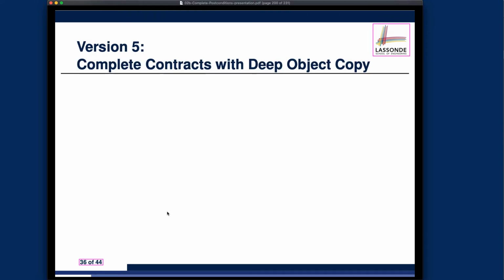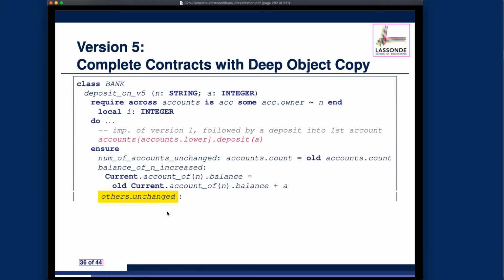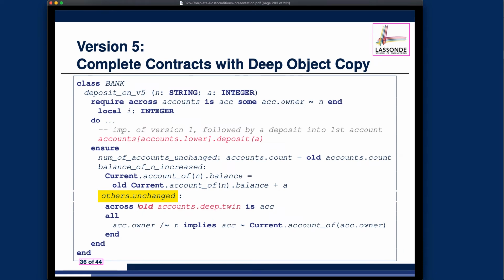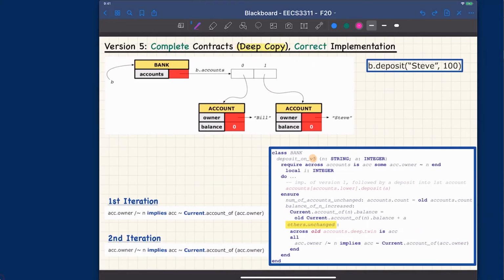Hopefully you can now see why, when we get to version 5, it can solve the problem. It's the same as before: the same setup, the same precondition, the same wrong implementation. And now we're going to say old accounts.deep_twin instead. So now we're going to make a deep copy of the pre-state value for accounts. I claim that this is going to work, and the logical pattern stays the same. Why is this going to work? For completeness, let's trace it very quickly for your own learning.